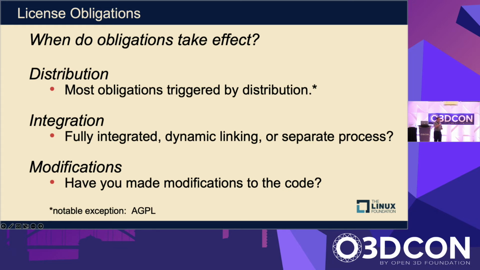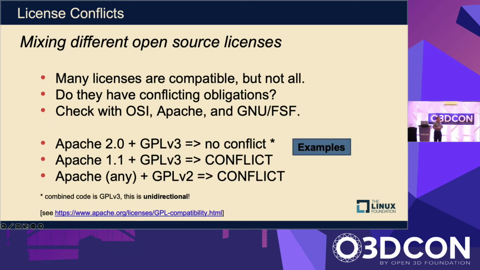So if you find the AGPL license, you should proceed cautiously depending on your use case. License conflicts. We all want to play well together. Most licenses are compatible, but not all of them. So do they have conflicting obligations? The OSI, which is the Open Source Initiative, and the Apache Foundation, and the GNU and Free Software Foundation all have excellent references and articles talking about mixing things with different licenses and potential conflicts.